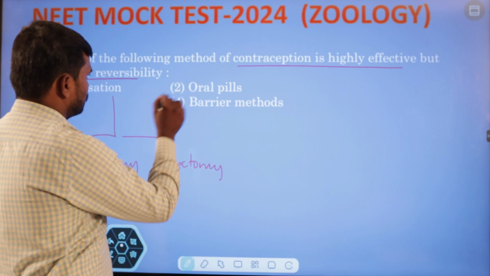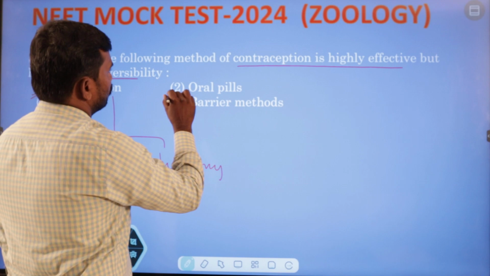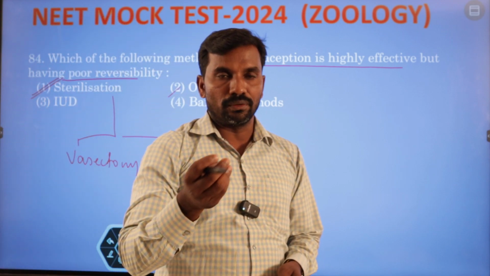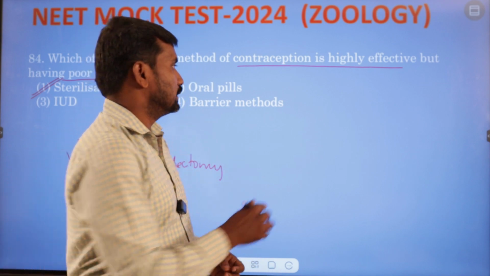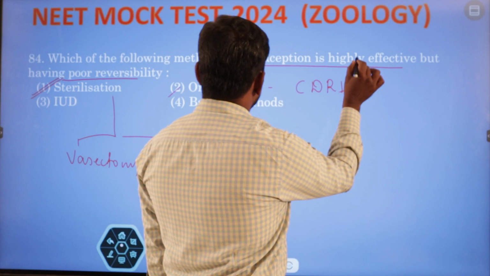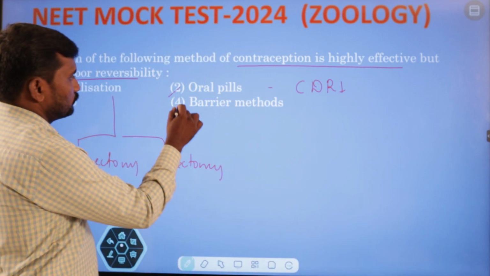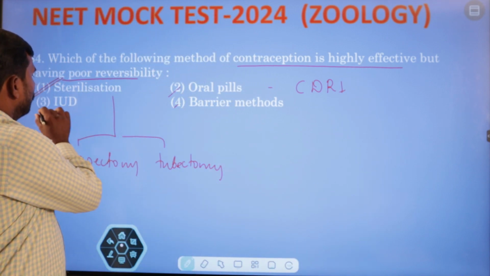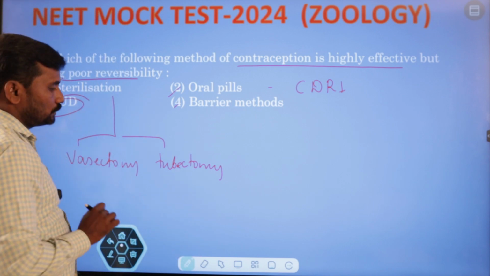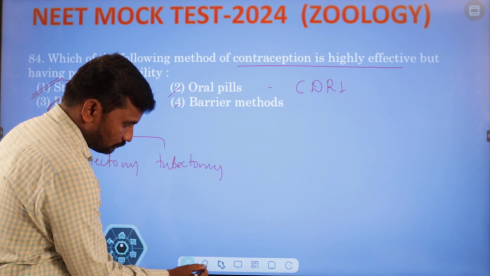You know very well about oral pills, which are irrelevant to this question. Oral pills are tablets. Saheli is one of the important oral pills, a weekly pill produced by CDRI, Central Drug Research Institute, Lucknow. Barrier methods include condoms, diaphragms, and vaults. Intrauterine devices are also used, and they are the most used method in India.